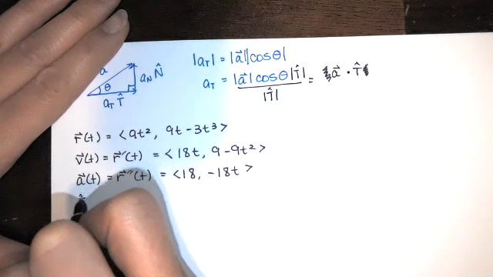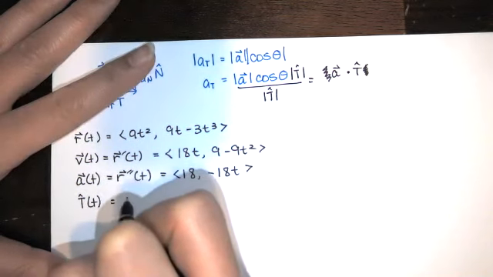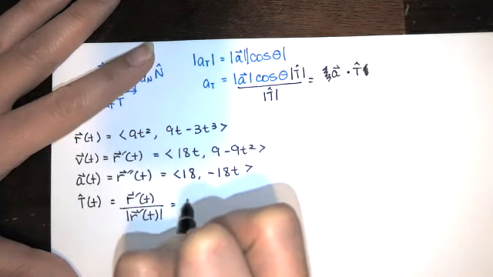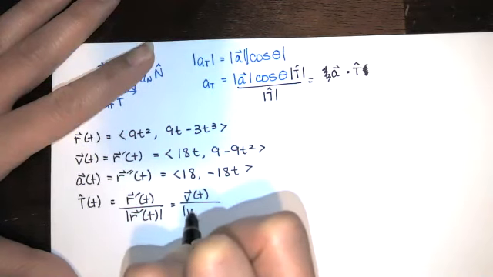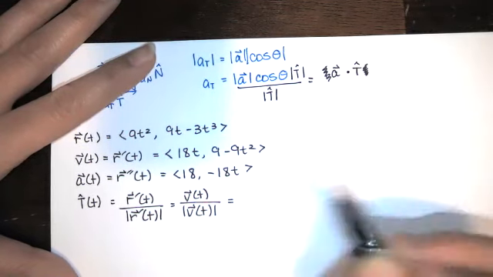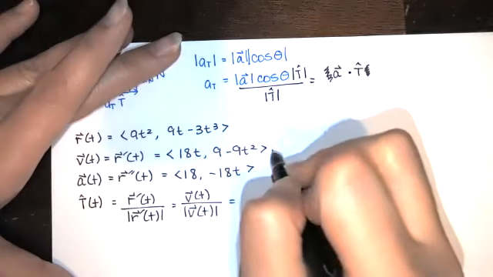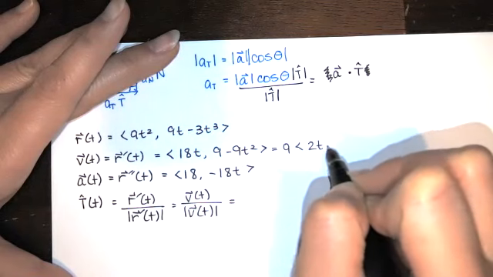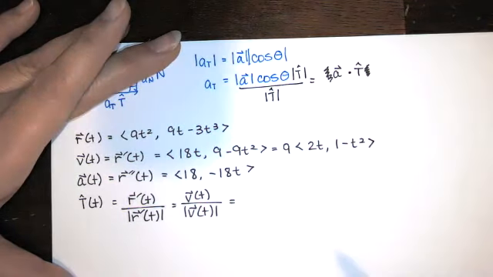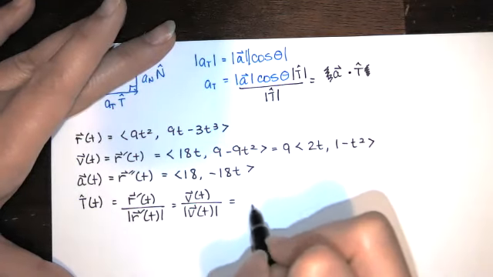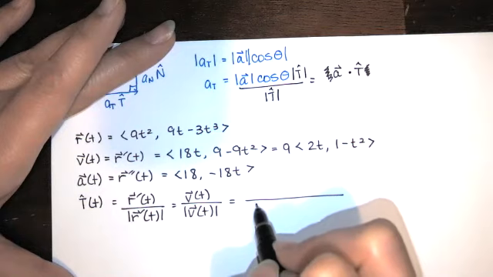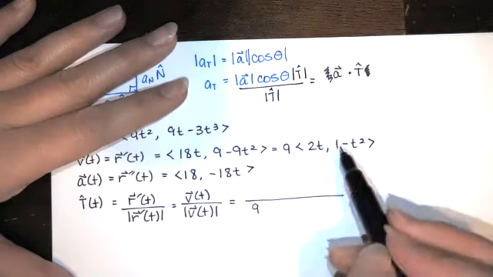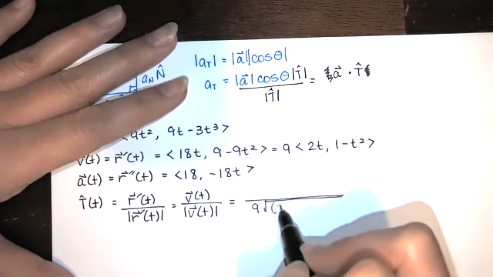Well, t hat is given by r prime over the magnitude of r prime. Or if you prefer, you could call that the velocity over the magnitude of the velocity, or the speed. If I factor out a 9 from here, we get this. We have 9 times 2t and 1 minus t squared. So the magnitude of this just comes from taking that 9, which is a scalar. You take the absolute value of the scalar. In this case, the absolute value of 9 is just 9. And you take these components, you square them and add them and take the square root.